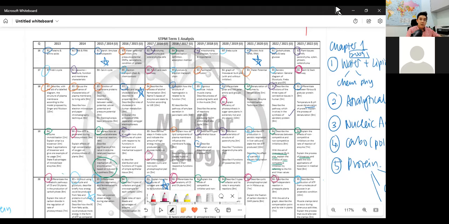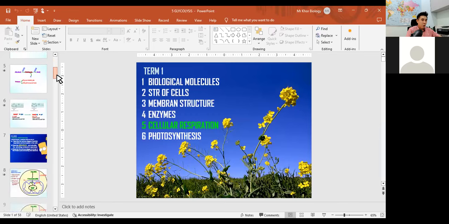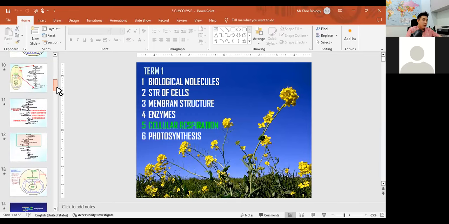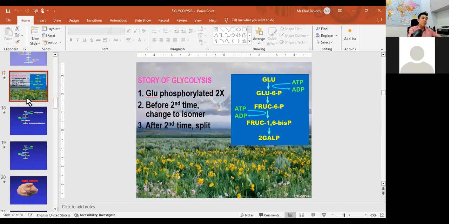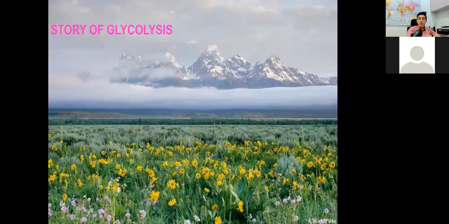So this is the slide that I use in my normal class. Now, glycolysis, I taught my students to use this method. Use the story of glycolysis. The whole process we divide into two parts.